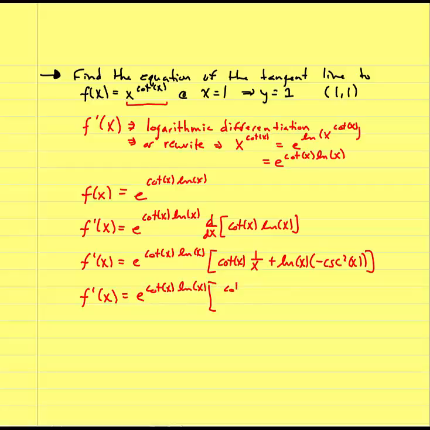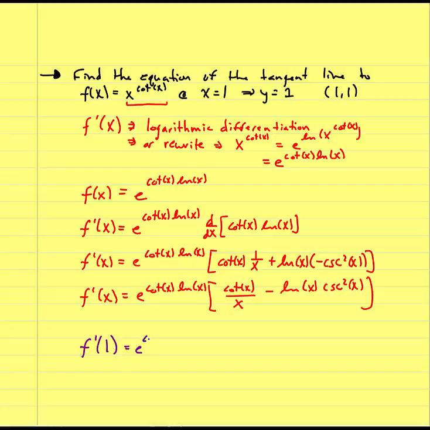So this would be cotangent of x over x. We can't cancel the x's because this x in the numerator is part of my trig function. Okay, minus ln of x cosecant squared of x. So there's my derivative. Now I need to find the slope. So in order to find the slope, I need to take my derivative and evaluate it at x equal 1, because that's the value that was given up here.